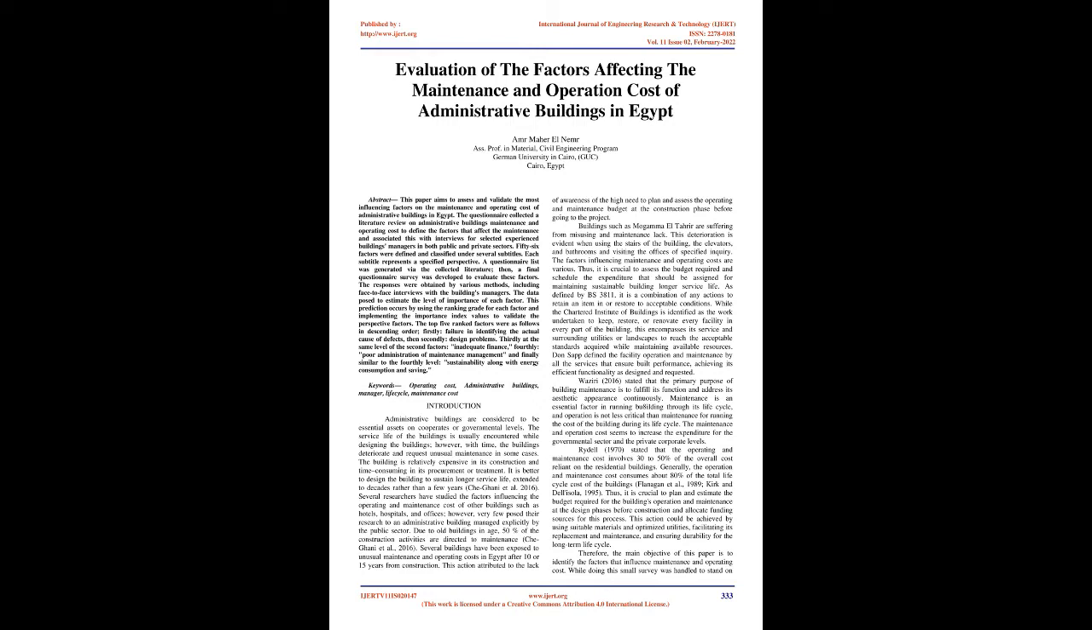This prediction occurs by using the ranking grade for each factor and implementing the importance index values to validate the prospective factors. The top 5 ranked factors were as follows in descending order: firstly, failure in identifying the actual cause of defects, then secondly, design problems. Thirdly, at the same level as the second, inadequate finance; fourthly, poor administration of maintenance management; and finally, similar to the fourth level, sustainability along with energy consumption and saving. Keywords: operating cost, administrative buildings, manager, life cycle, maintenance cost.